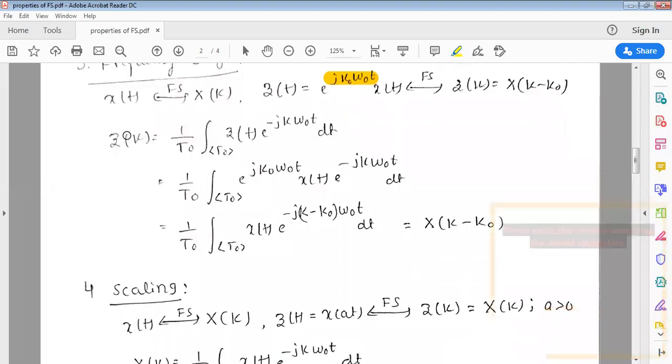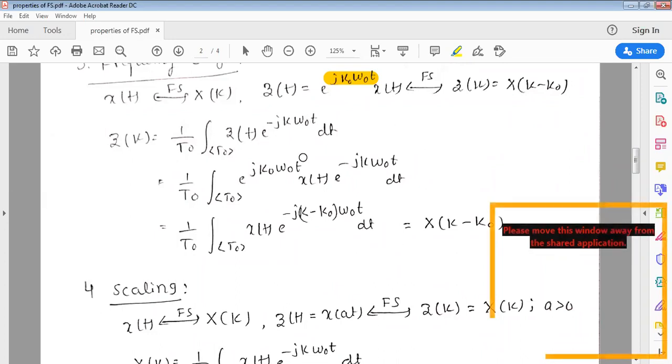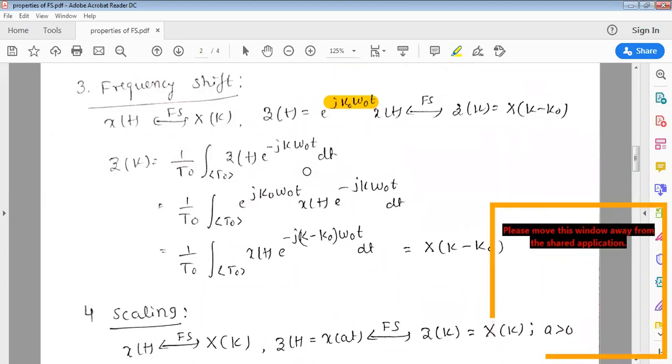Now once again we'll start with z of k is equal to 1 by T naught integral for a period of T naught z of t into e power minus jk omega naught t. Now what is your z of t? Z of t is equal to e power jk naught omega naught t into x of t. This z of t is transformed into only this term, and what remains here is e power minus jk omega naught t.